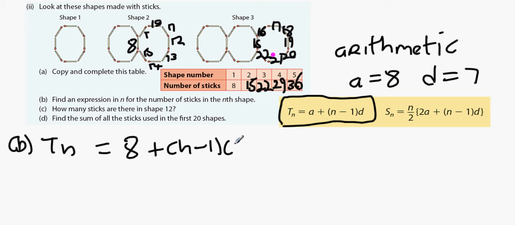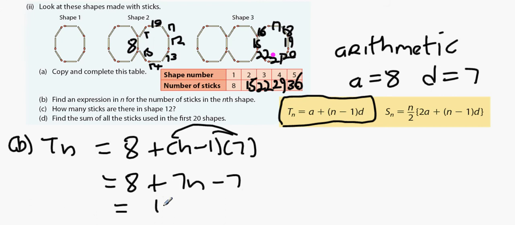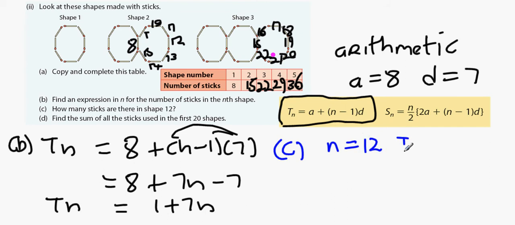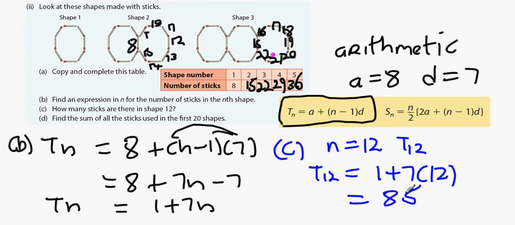D, which is 7. Multiplying out the 7, we get 8 plus 7n minus 7. And what we're going to get is 1 plus 7n. So Tn is 1 plus 7n, or 7n plus 1. Next part. How many sticks are there in shape 12? Shape 12 means n equals 12, so it's looking for T12. T12 means replace n with 12. It's going to be 1 plus 7 times 12, and that's going to get you 85. So that's 85.